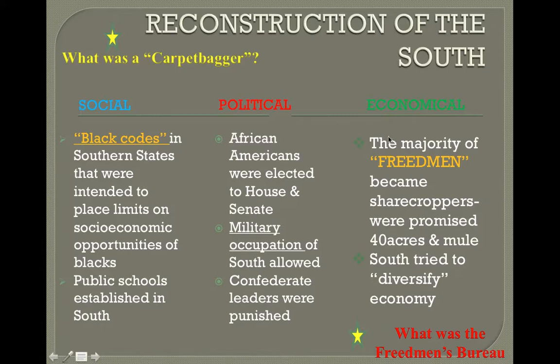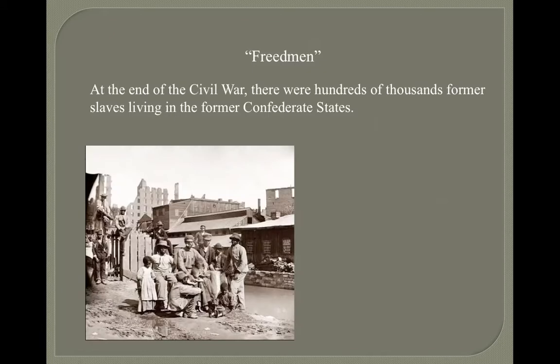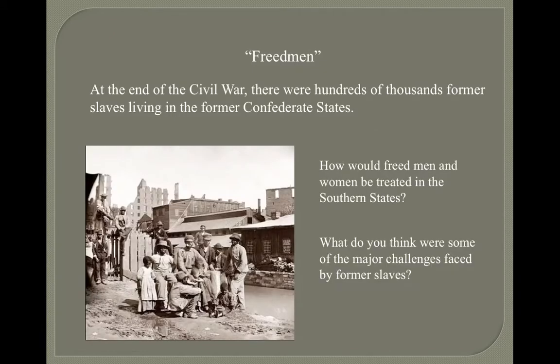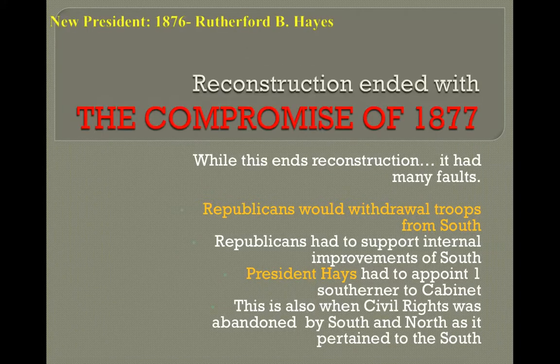Now, there were people, very last part of this slide, carpetbaggers. They were Northerners who came down to the South to profit off of Reconstruction. They tried to help freedmen, and sometimes they tried to help them out of the goodness of their heart. But to be honest with you, a lot of the times it was just because they wanted money. Okay, but these freedmen at the end of the Civil War, there were hundreds of thousands of former slaves. Freedmen is what we're calling them. Okay, but the only real opportunity they have is to become sharecroppers or tenant farmers.